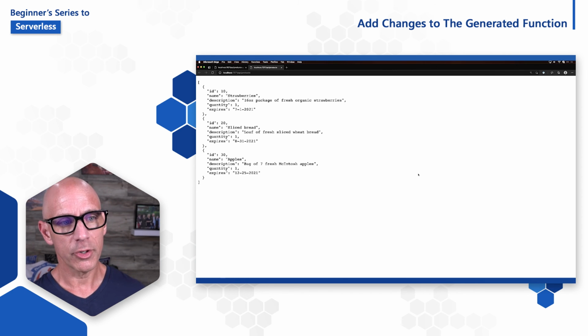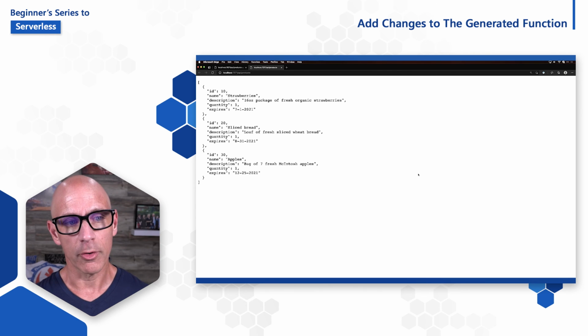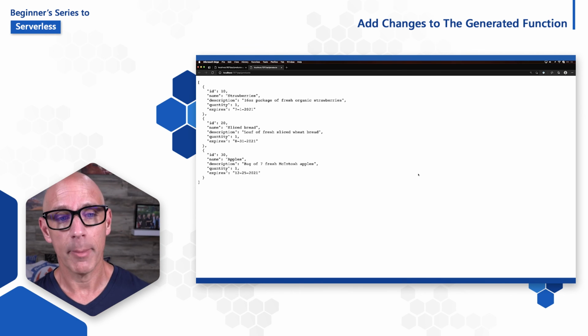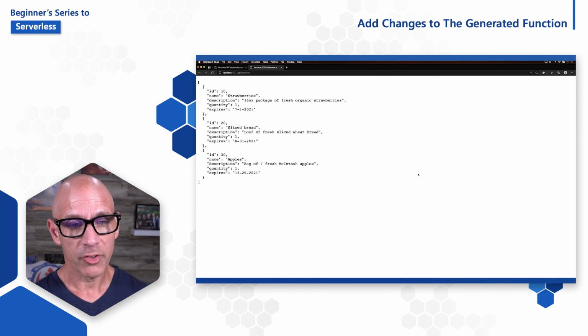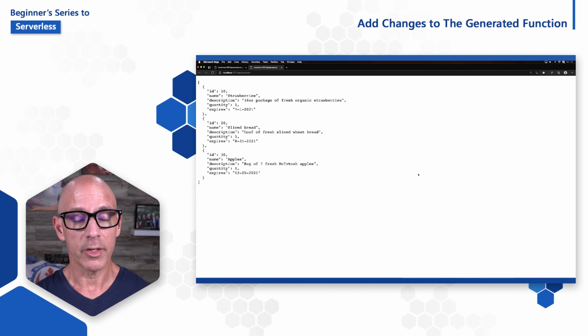And here in the browser, you can see we've got our list of products for our strawberries, sliced bread, and our apples. So we've configured the project and configured the function to run to get our list of products.